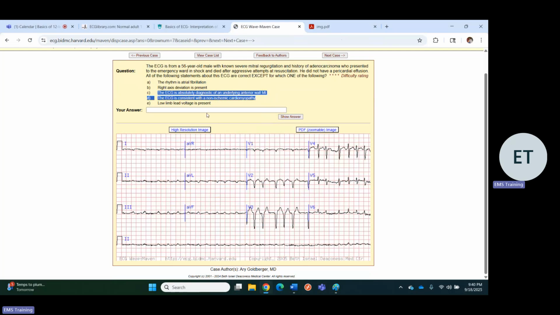So I'm going to say C, because I don't see what they would be calling, unless they're calling this a hyperacute T wave. But it doesn't look that egregious to me. I'm going to say C.